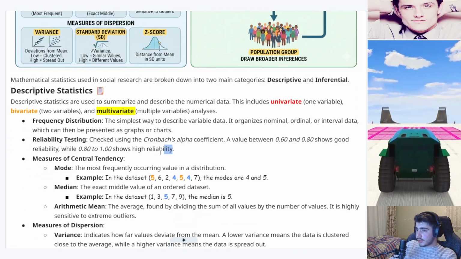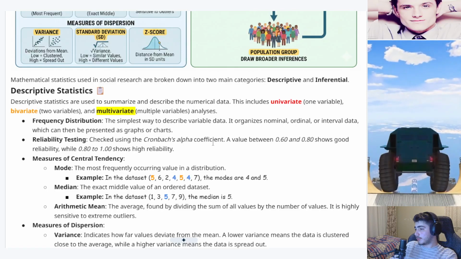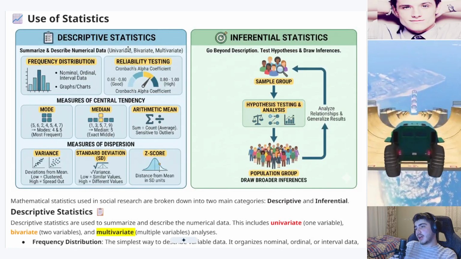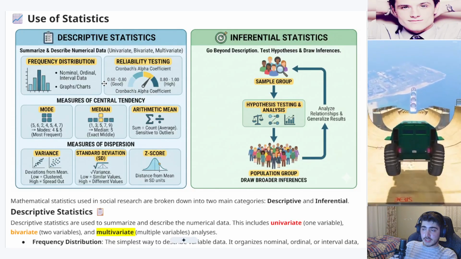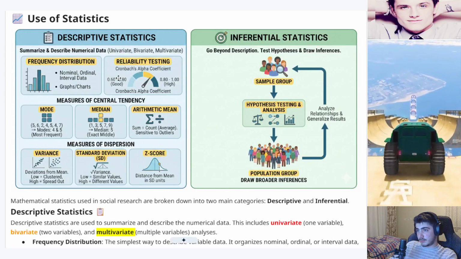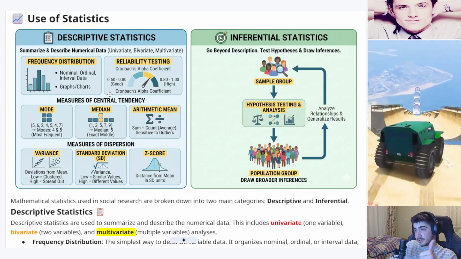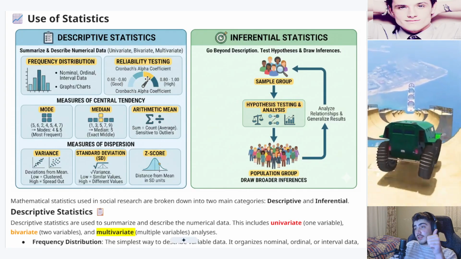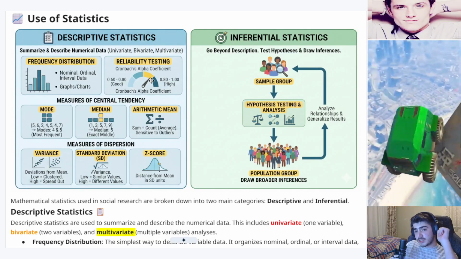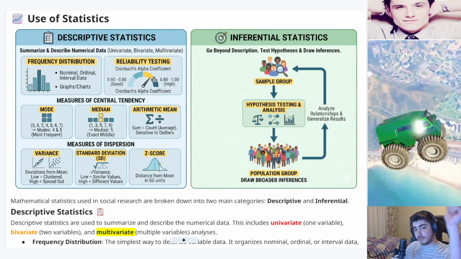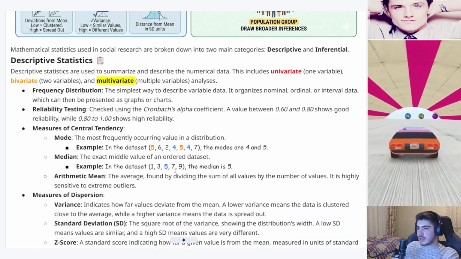So another thing that we are introduced to is the Cronbach's alpha coefficient. Now, the only thing they say about this is that between 0.60 and 0.80 is considered good reliability data. But if you go even higher, from 80 to 100, it means that you are in a perfect position. Your data is very reliable.